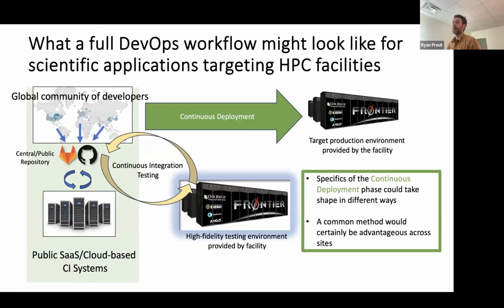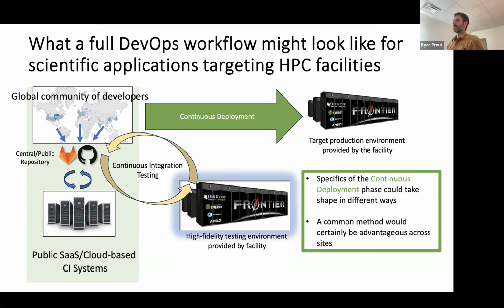So here's a high-level view of what a DevOps workflow might look like for these scientific applications. So you have this global community of developers. They have their central public repositories. They have their general public platform as a service backends for CI in those general environments. But then we can see this continuous integration loop against this high fidelity testing environment. And then this continuous deployment over to the production environment.